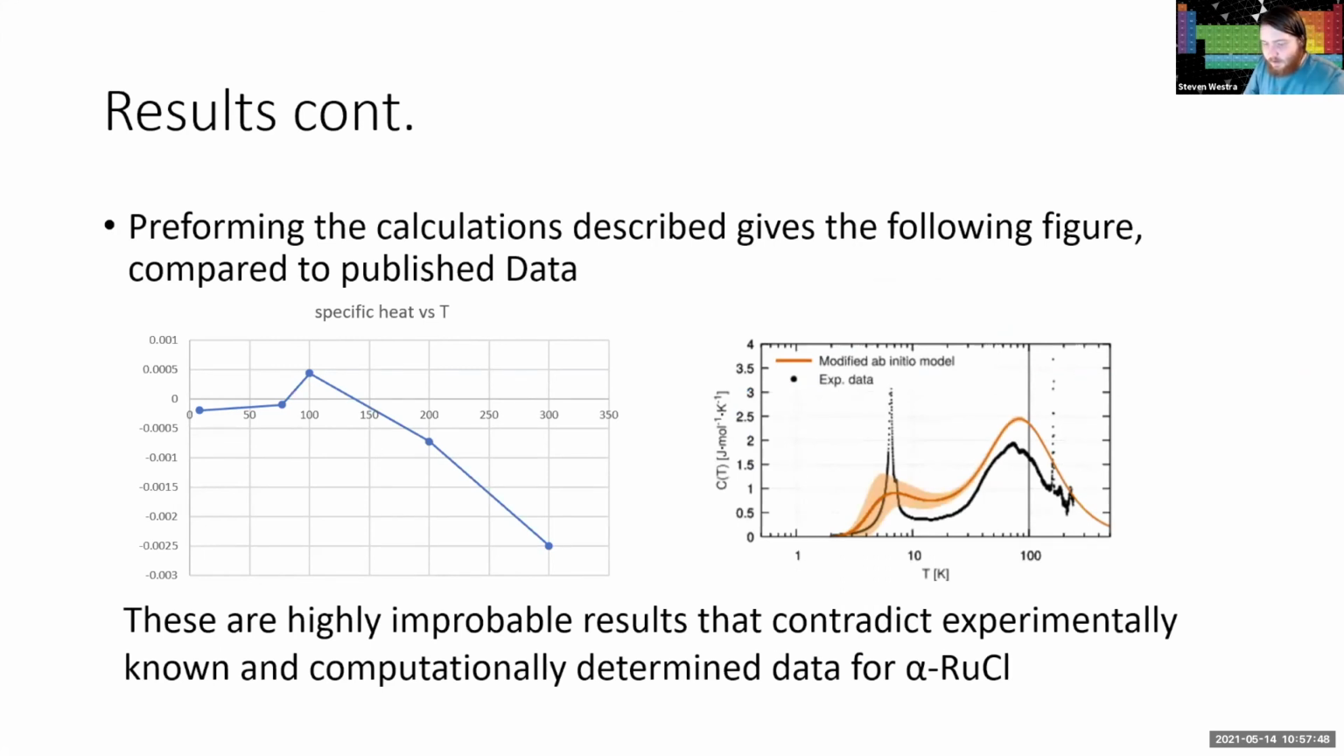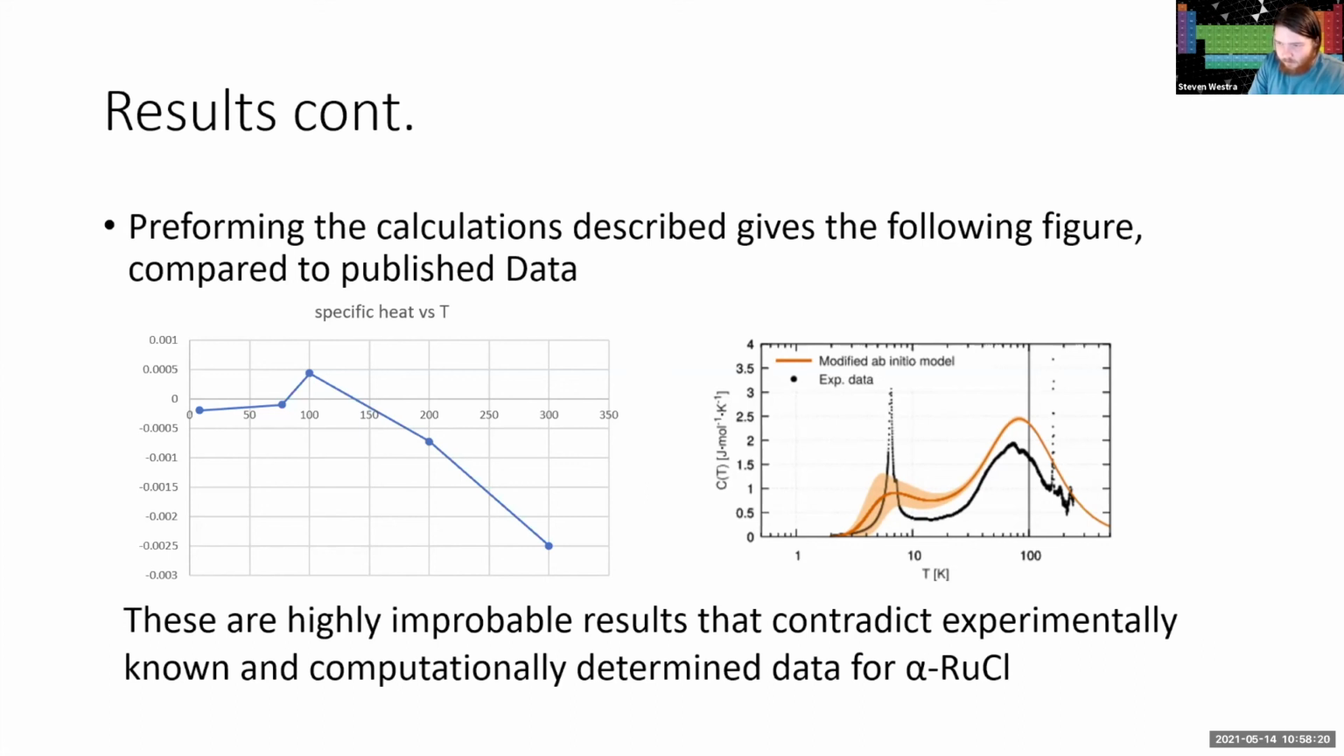So performing the calculations described earlier gave us the graph on the left for our specific heat versus temperature. And on the right, we have a published graph showing a comparison of existing computational models of alpha-ruthenium chloride and experimentally collected data of its heat capacity. And as I said at the bottom, one thing that we notice from this is that these are rather highly improbable results.